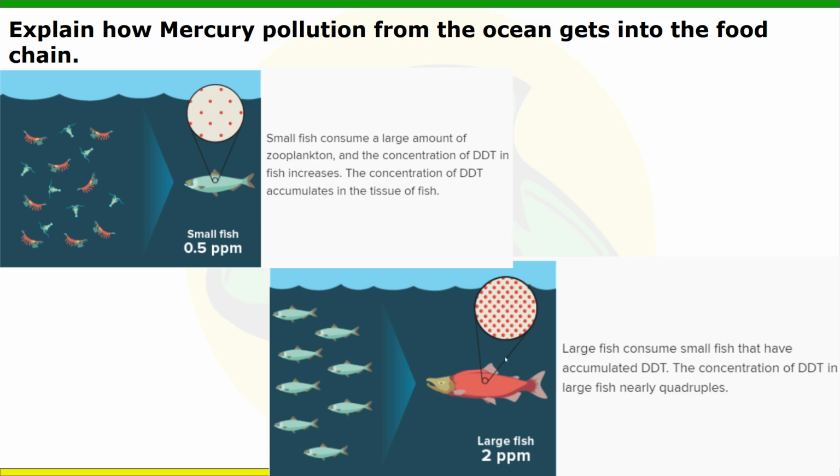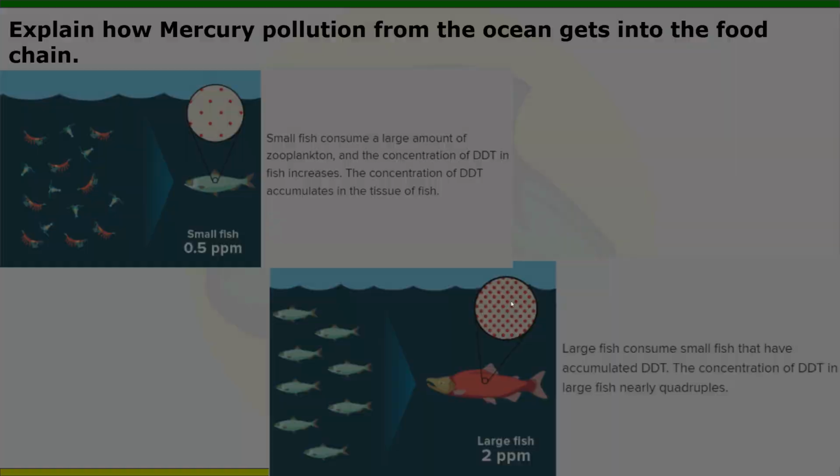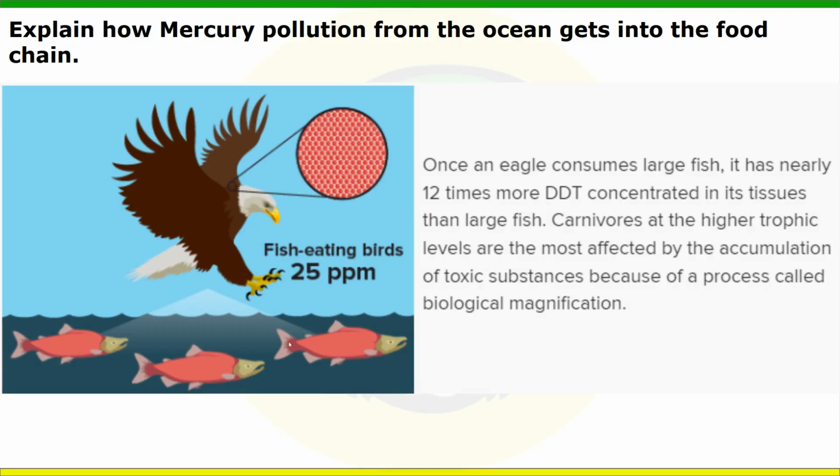Then salmon, or a large fish here, eats a bunch of the small fish, so they have an even higher concentration. And finally, an eagle eats one of these fish, and some of these fish, and has an even higher concentration. So the further up it gets, even if there's only a tiny bit in the water, it can affect things like our eagle population. This is one of the reasons that eagles almost went extinct, was because of a particular chemical, DDT, that was used to limit mosquitoes. But then it almost killed off some other species.